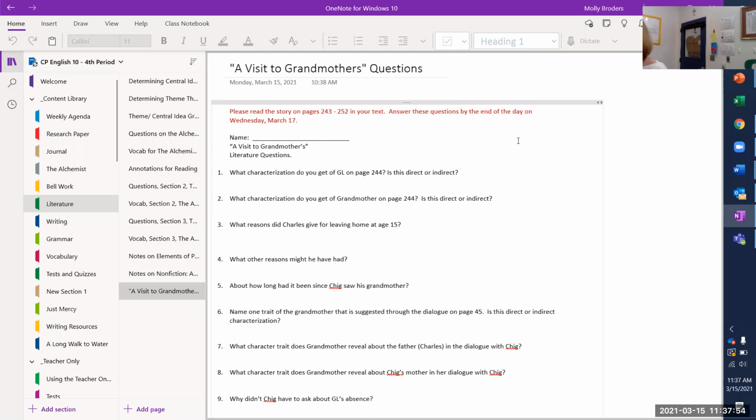So look at question number 1. It says, what characterization do you get of Gio on page 244? And is this direct or indirect? What do you think?